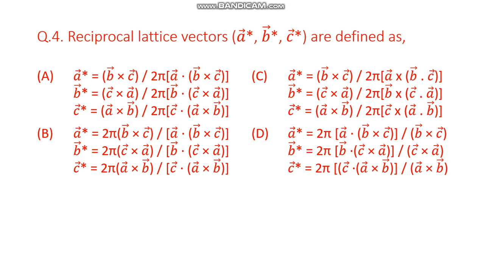So that's all about today's lecture. Now let's solve one question here, and this is question number 4 of this chapter. What are the reciprocal lattice vectors A star, B star, C star, how are they defined? You are given 4 options, and just as you have learned, this option is the correct one. So the correct answer is option B.